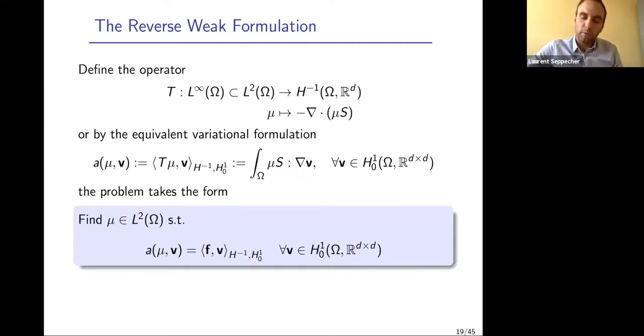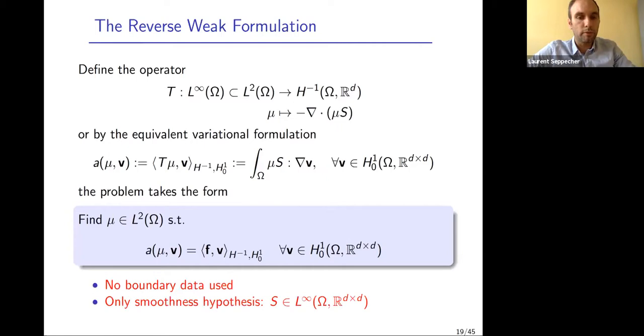It's a good point of view because it cancels all the boundary information. You don't have it, so it doesn't appear in the problem. That's why we use H10 functions. This is the only thing you know. So the question is, can we solve this problem, and can we approach it by a discrete problem with stability? No boundary data is used, and the only smoothness hypothesis we take is that S is bounded, which is a little smoothness hypothesis, very non-restrictive.